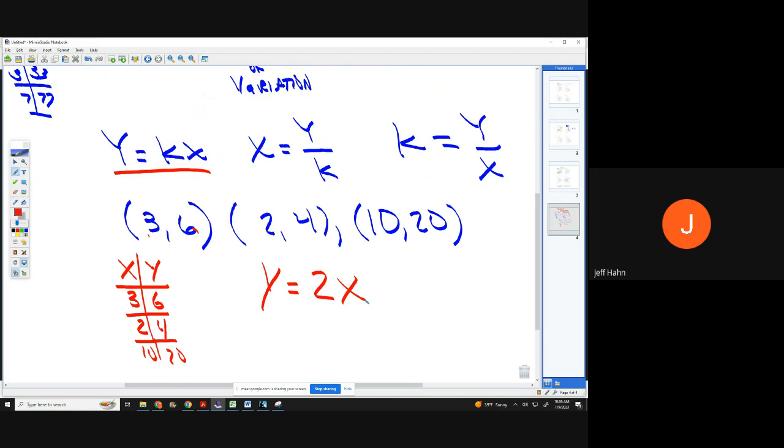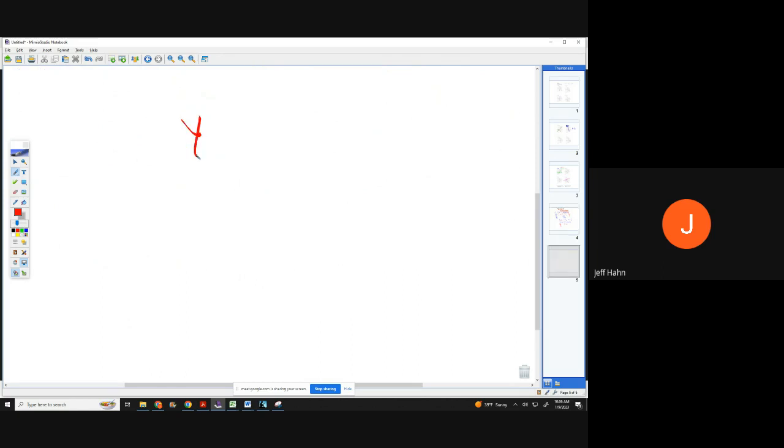For letter A, it says, is y minus 12 equals x? Is that an example of direct variation? Yay or nay? Raise your hand if you think it's yes. Come on, people. We just went over this.